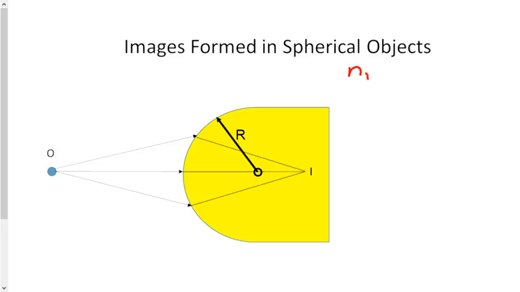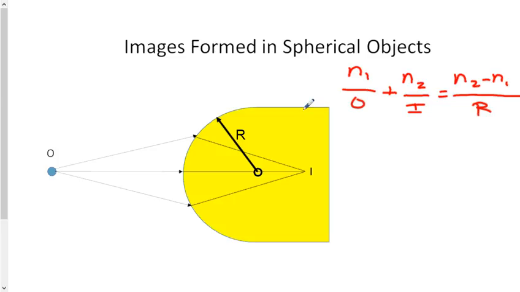is n1 divided by the object distance plus n2 divided by the image distance is equal to n2 minus n1 divided by the radius of curvature of your object. So let's take a look here.